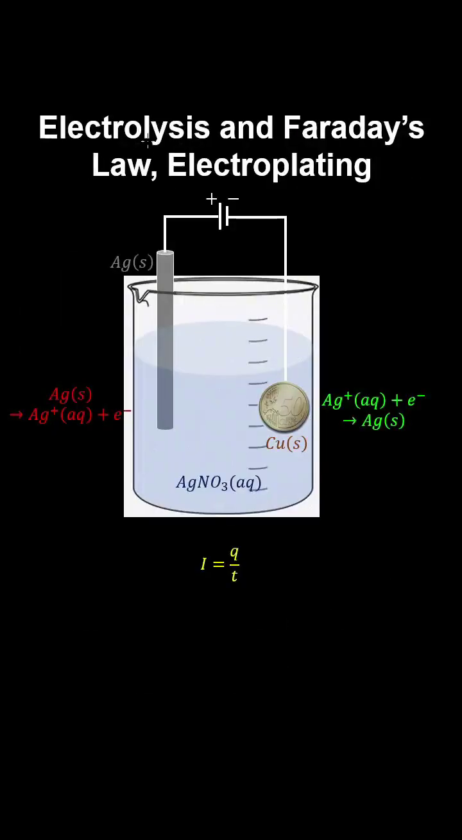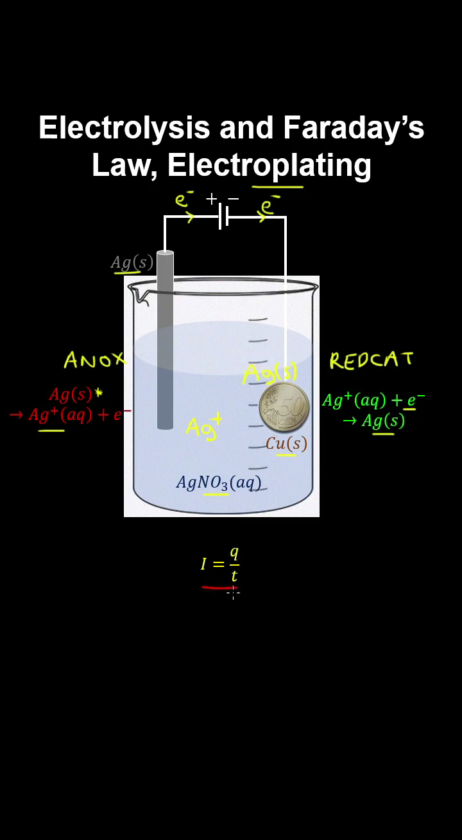An application of electrolysis is electroplating. So for example, you may want to deposit silver onto a copper coin, and to do that, use a battery which results in silver losing an electron or being oxidized at the anode, and at the cathode, the silver ions are reduced, which results in a silver solid being deposited on this copper coin.